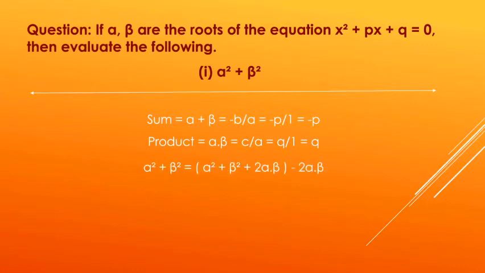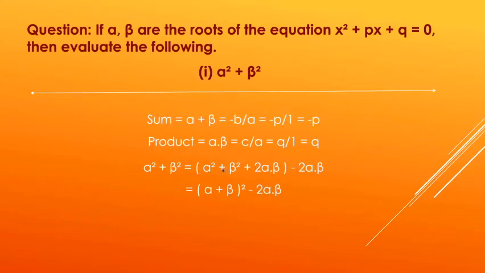Now our question is alpha square plus beta square. We don't have the value of alpha square plus beta square. We only have the value of alpha plus beta and alpha beta. So we have to convert alpha square plus beta square into alpha plus beta and alpha beta. So we will add 2 alpha beta and subtract 2 alpha beta in alpha square plus beta square, and we will combine alpha square plus beta square plus 2 alpha beta in a separate bracket.